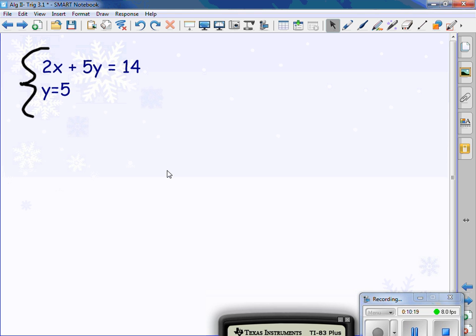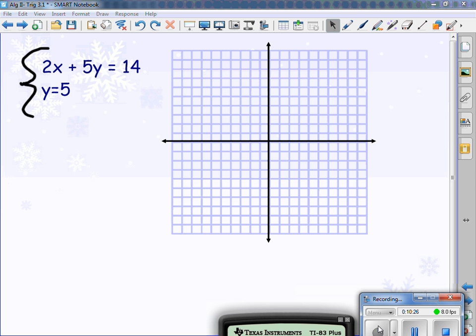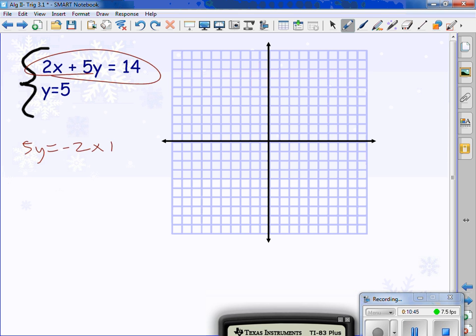I want you to try to find the intersection point for this one. I have 2x plus 5y equals 14, and y equals 5. Now, rearranging is one of the most important things. If you rearrange incorrectly, these answers are going to be incorrect. I need to rearrange this top one. It's in standard form. It needs to be slope-intercept. What's the first thing that needs to be moved? Subtract the 2x. 5y equals negative 2x plus 14. What do I need to do? Divide everything by 5. So I have y equals negative 2/5 x plus 14/5.